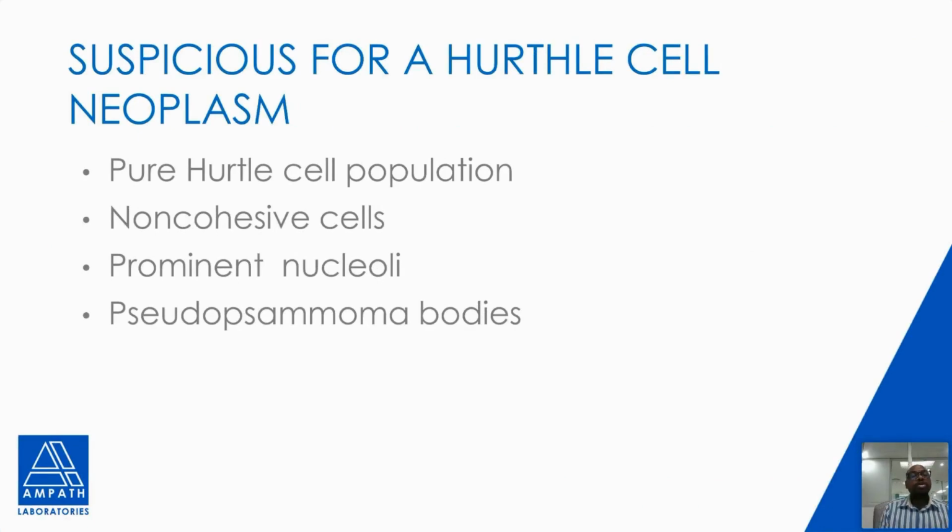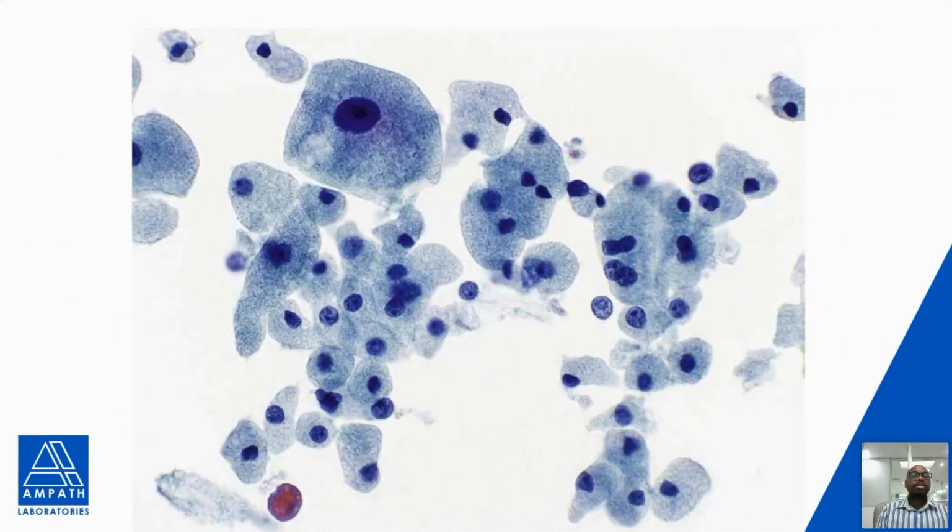And then within category 4, you also have Hürthle cell neoplasm or suspicious for Hürthle cell neoplasm. This lesion will consist purely or exclusively of a Hürthle cell population, which will be non-cohesive cells with prominent nucleoli, and you may have pseudopsammoma bodies. This is just an example of Hürthle cell neoplasm or suspicious for Hürthle cell neoplasm. As opposed to Hashimoto's thyroiditis, which comes into the differential, Hashimoto's will have a predominance of reactive polymorphous population of lymphocytes, as I discussed, and minimal representation of Hürthle cells. These cells have abundant granular cytoplasm, and nuclei which usually have prominent nucleoli.